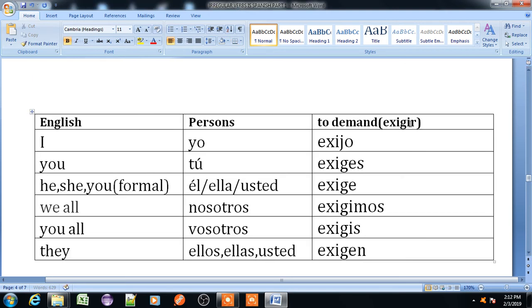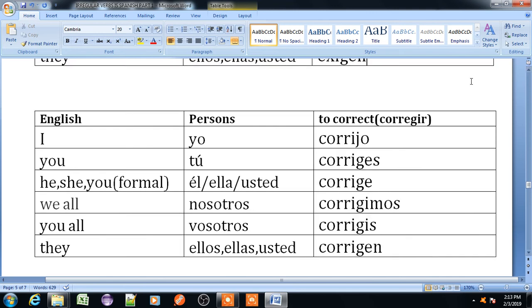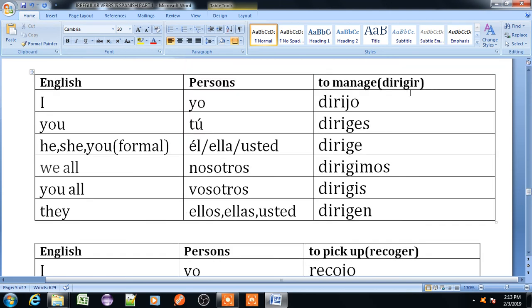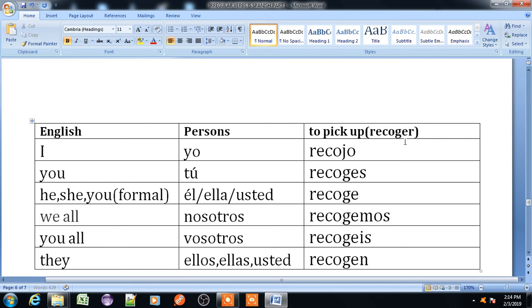Next verb is exigir, which means to demand: exijo, exiges, exige, exigimos, exigís and exigen. Next verb is corregir, which means to correct: corrijo, corriges, corrige, corregimos, corregís and corrigen. Next verb is dirigir, which means to manage: dirijo, diriges, dirige, dirigimos, dirigís and dirigen. Next verb is recoger, which means to pick up: recojo, recoges, recoge, recogemos, recogéis and recogen.